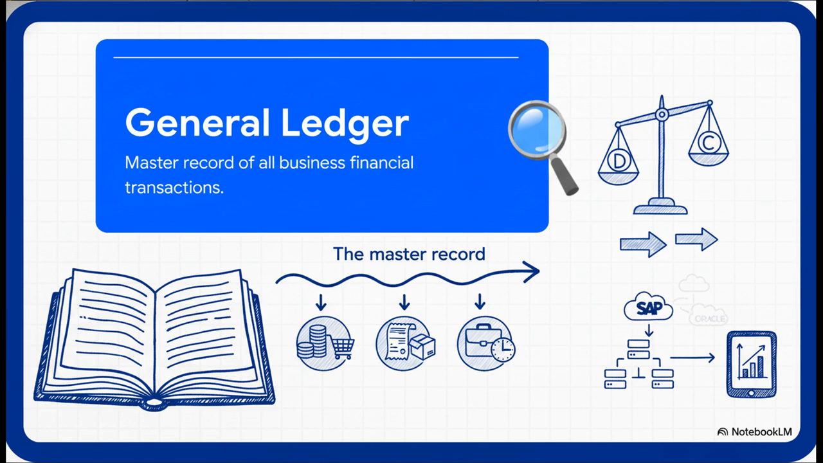And the absolute critical keyword for your exam? The double entry system. Every transaction has equal debit and credit entries, which makes sure your financial scales are perfectly balanced. If you buy inventory for cash, inventory is debited, cash is credited. Now, in modern ERP systems like SAP or Oracle, this is completely digital and updates in real time. But that core accounting principle, it remains exactly the same.